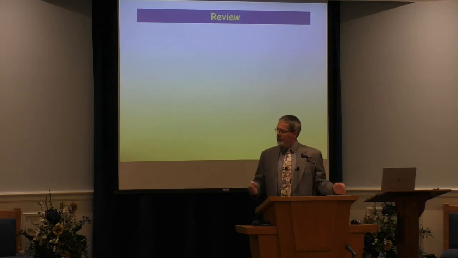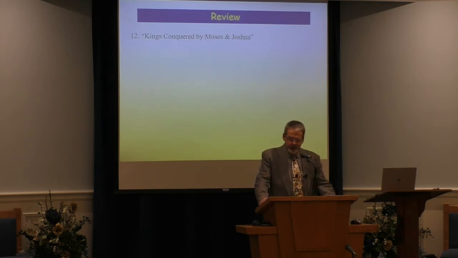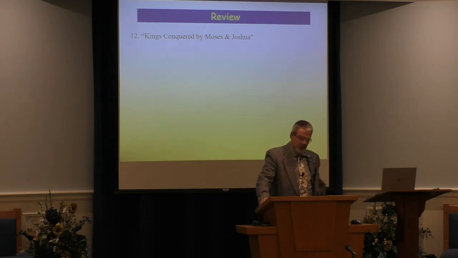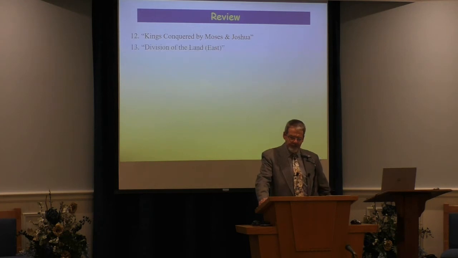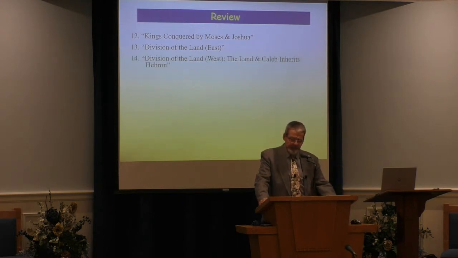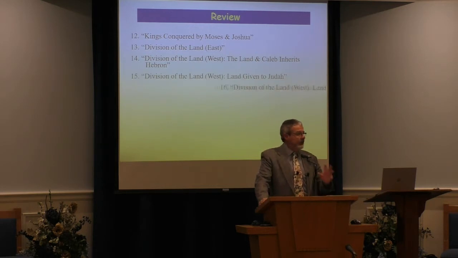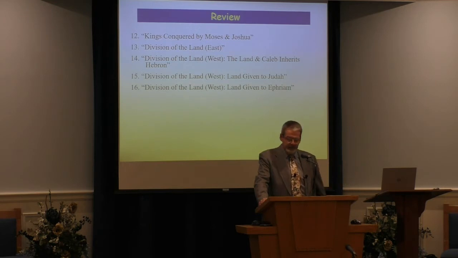Then we have in chapter 12 the list of the kings that were conquered by Moses on the east side and Joshua on the west side of the Jordan River. Then you have the division of the land on the east. So starting in chapter 13, we have the division of the land and the settling out into the tribes. You have the division of the land for Caleb at Hebron in chapter 14. Chapter 15, we have land given to Judah. So each tribe is now being assigned certain sections.